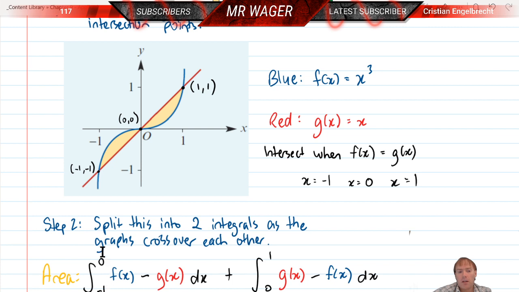So between -1 and 0 for this first section, f of x minus g of x, and then we're going to plus because we're adding these two regions together. The integral between 0 and 1, x equals 0 and 1, of g of x, which is the red graph, minus f of x, which is the blue graph.